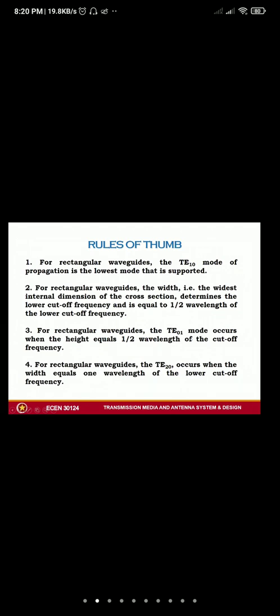The TE01 mode occurs when the height equals 1/2 wavelength of the cut-off frequency. And for rectangular waveguides, our TE20 only occurs when the width equals 1 wavelength of the lower cut-off frequency. Because it's times 2, so there are two of them. 1/2 wavelength times 2, so 1 wavelength here for the TE20.